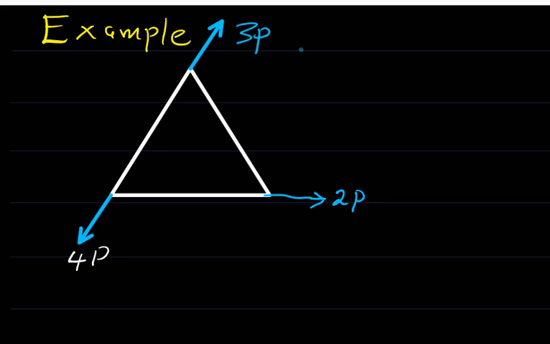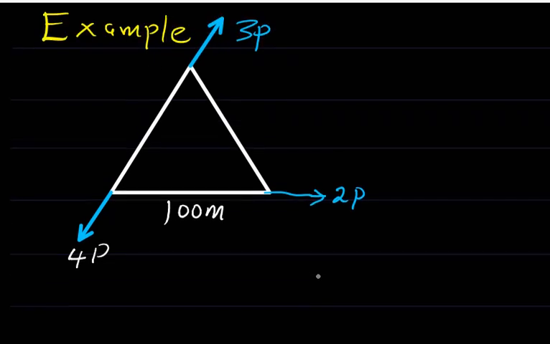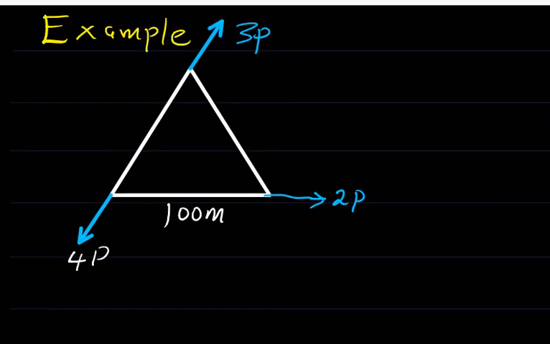Now this is actually an equilateral triangle. So the side is said to be 100 meters. As usual, we are being asked to find the resultant, the magnitude of the resultant and the position of the resultant. So how do we resolve this now?